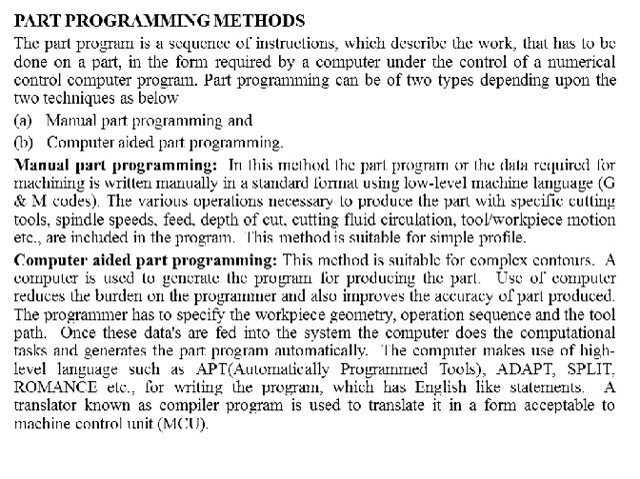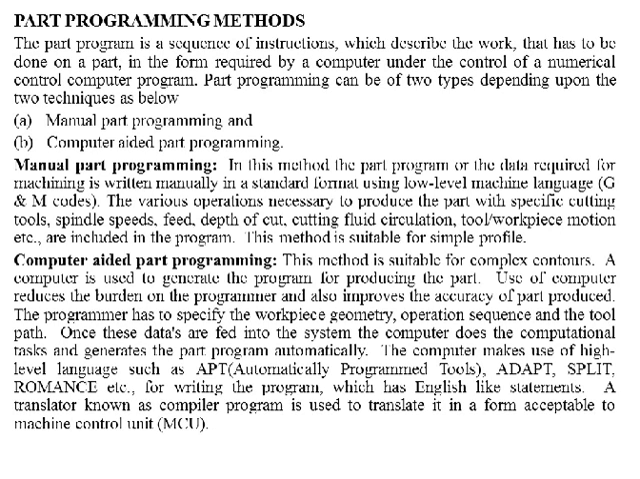This part program is written by a part programmer, and it can be written using two different techniques. The first one is called manual part programming and the second one is computer aided part programming. So part programming can be of two types depending upon the two techniques: one is manual part programming and the second one is computer aided part programming.